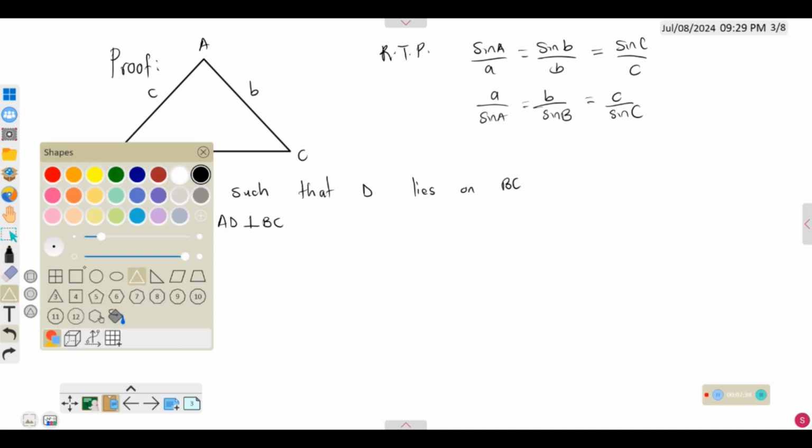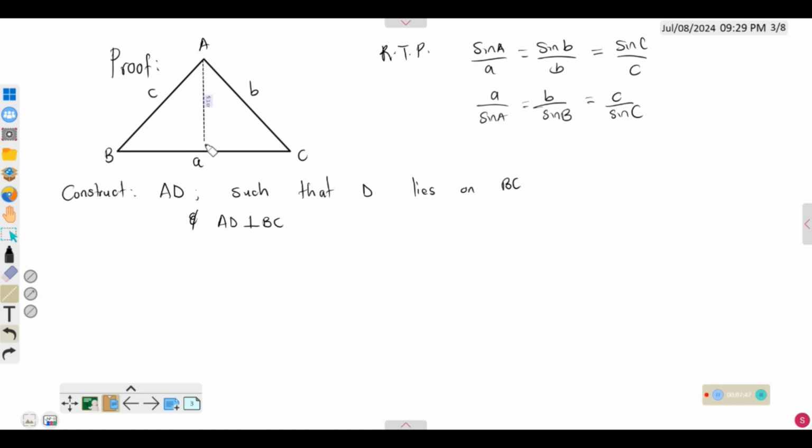So this is what I mean by that. We are going to construct a perpendicular height that runs from A all the way to BC, with D on BC, just as the statement says. And since it's a perpendicular height, we have 90 degrees there, just like it says there. Then we are going to let AD be our height H.